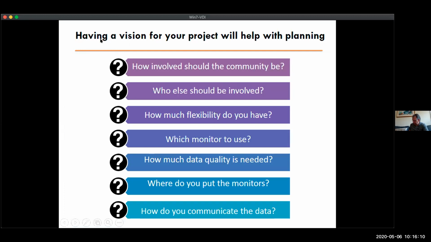And in terms of having a vision for your project, it's really helpful to think through how involved you want the community to be, what other stakeholders you want to engage in the project, how much flexibility you have in terms of time frame, resources for carrying it out, which monitors you intend to use based on those needs and goals, what level of data quality you need, given the end users and end uses that you would like, and where you want to put the monitors and communicate the data. Next slide.